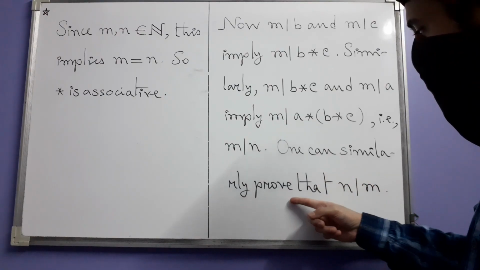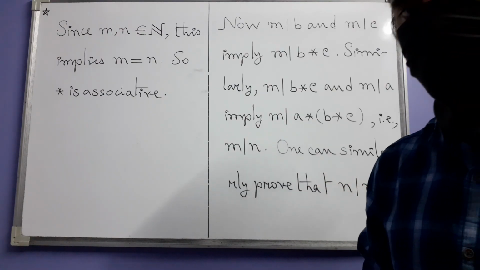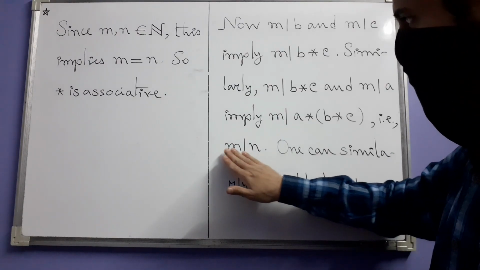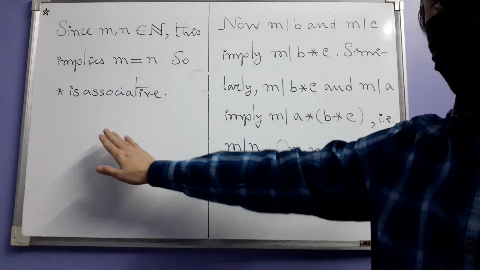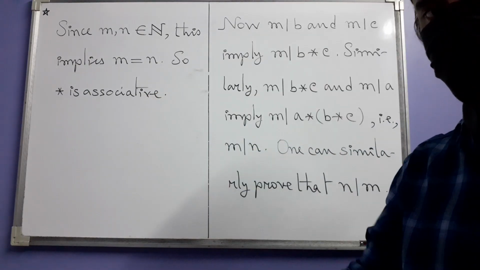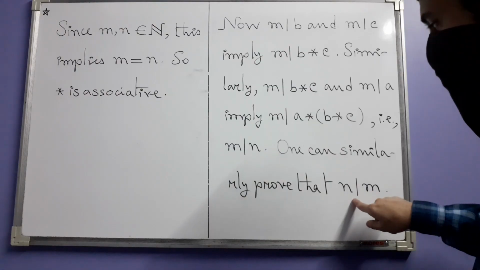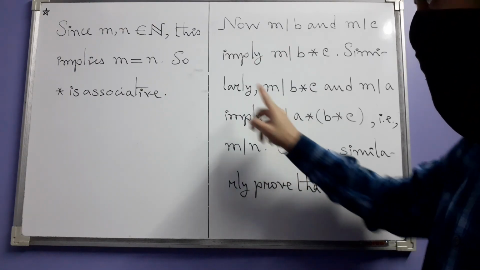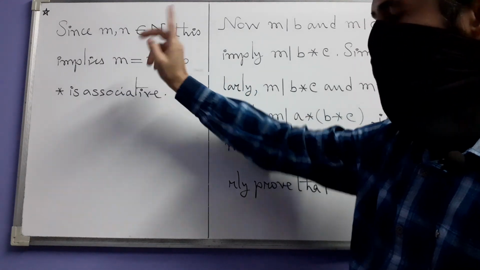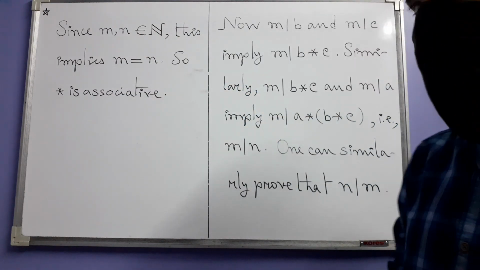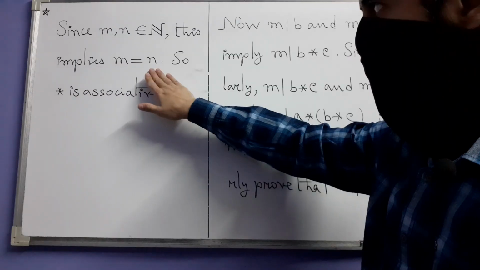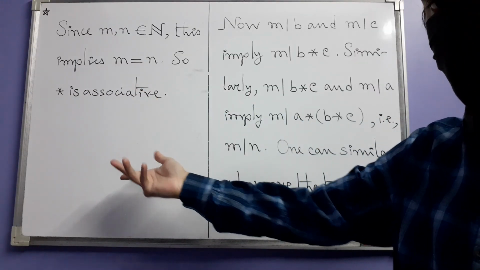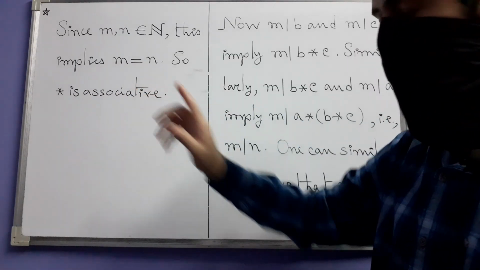One can similarly prove that n also divides m. So we got this by starting with m. We could have done a similar thing starting with n. That would give us this other relation. Now you combine this one and note the fact that m and n are both positive integers. Because of that, m is equal to n. And this is what we wanted to show. So this proves that star is associative.